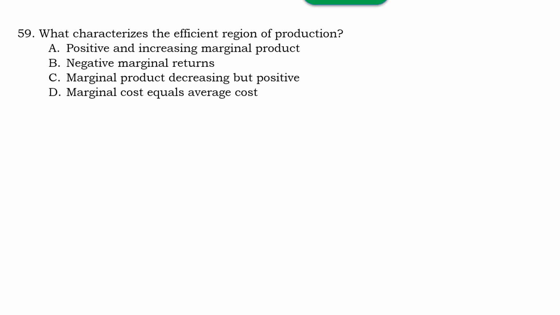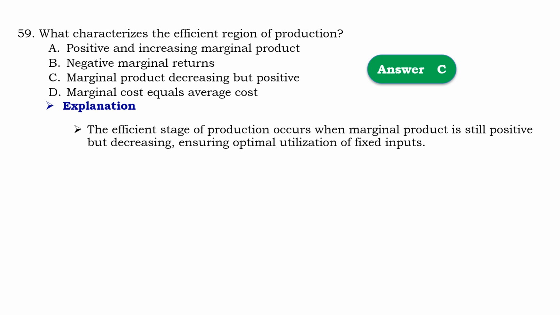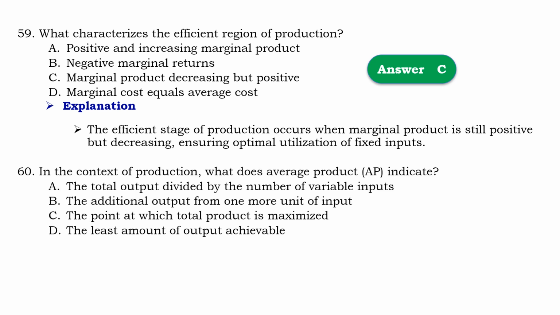So that should be C, marginal product decreasing but positive. Means that efficient stage of production occurs when marginal product is still positive but decreasing, ensuring optimal utilization of fixed input.